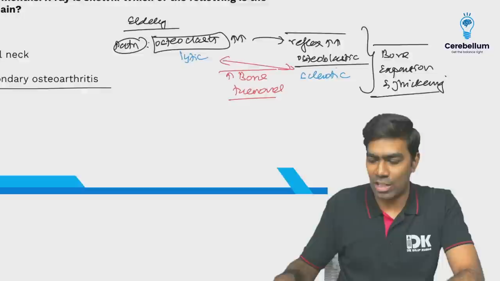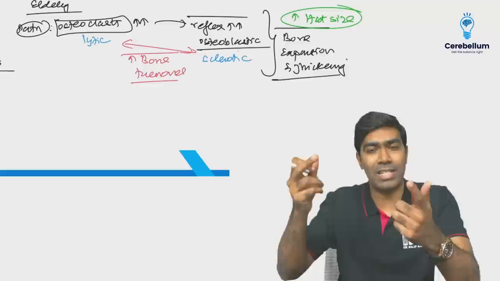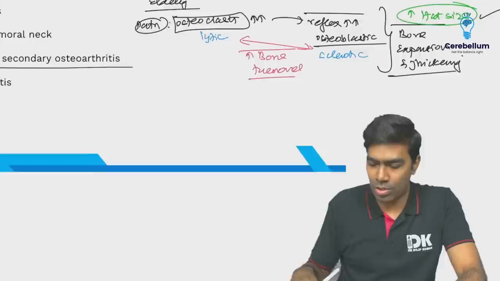That's why in USMLE exams, they give a classic clue, increase in hat size, because skull expansion is very, very common. Whenever they say increase in ring or shoe size, it is acromegaly. Whenever they say increase in hat size, that is Paget's disease. That is because of expansion of the skull bones. Okay, you will see mixed lytic and sclerotic lesions.